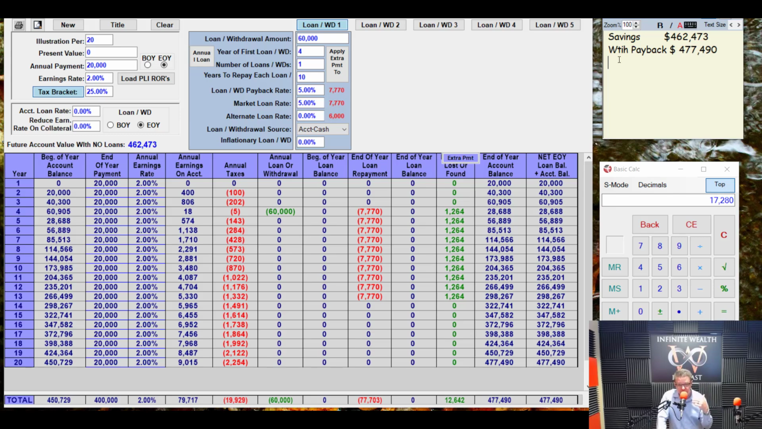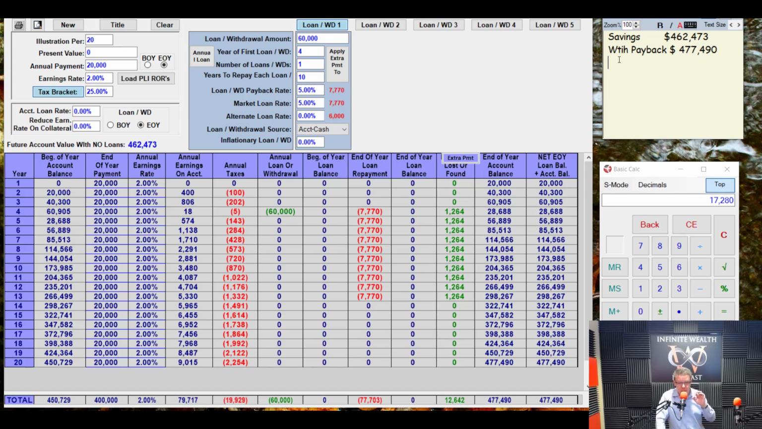When you take $60,000 out of a bank account, how much is the bank crediting you in interest if you withdraw $60,000? It's zero. You do not have the money in the account, so they're not going to credit you interest, but also they're not going to charge you interest. When we use the infinite banking concept, it's going to be slightly different.